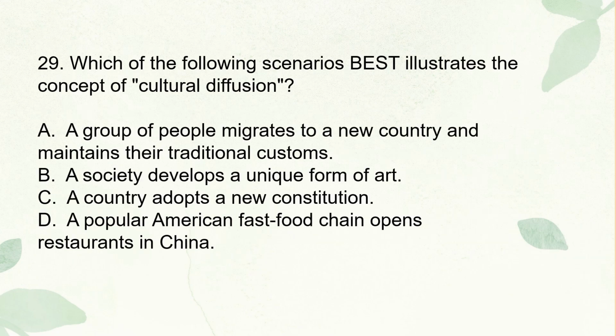Number 29. Which of the following scenarios best illustrates the concept of cultural diffusion? Letter A. A group of people migrates to a new country and maintains their traditional customs. Letter B. A society develops a unique form of art. Letter C. A country adopts a new constitution. Or letter D. A popular American fast food chain opens restaurants in China.